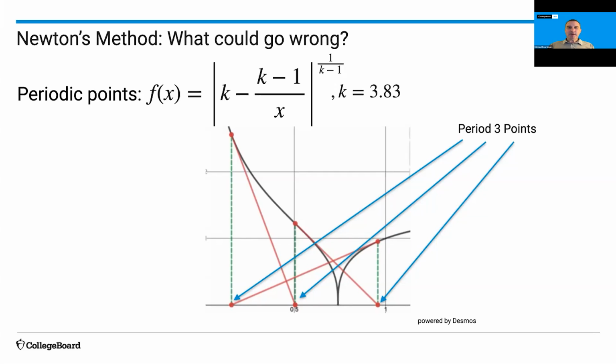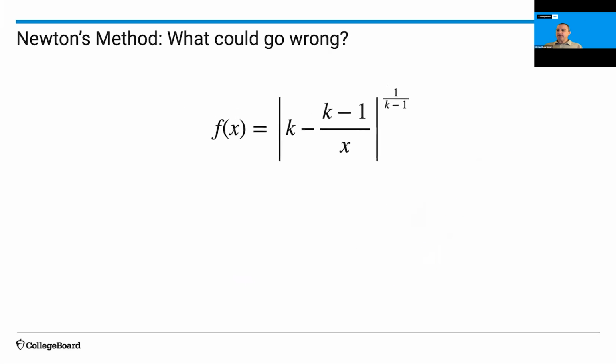When you have a system that is produced through iteration like this, and you have a parameter that yields period three points, then other parameters can yield any periodic point that you want. In other words, points of any period that you want. You could have points of period 517 because you have a value of k where you have period 3 points. Let's take a look at that in just a minute.